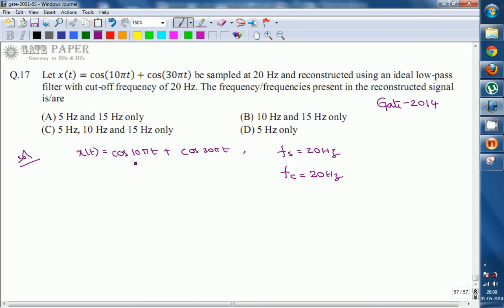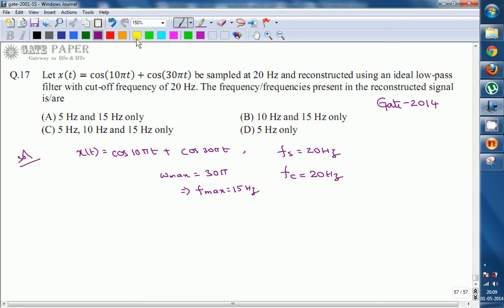Now we can observe that by finding the maximum message frequency here, that is omega max equals 30 pi. So from this we get f max equals 15 Hz. So f max equals 15 Hz.